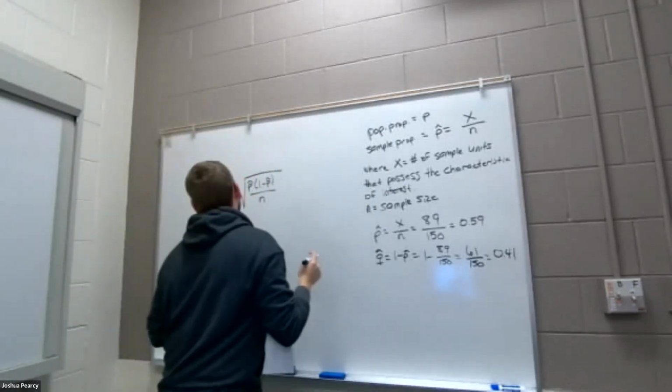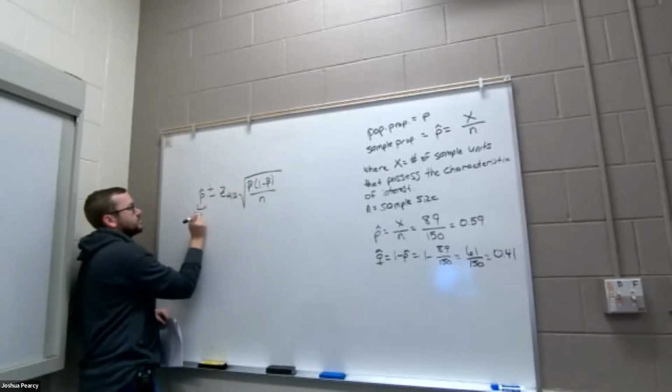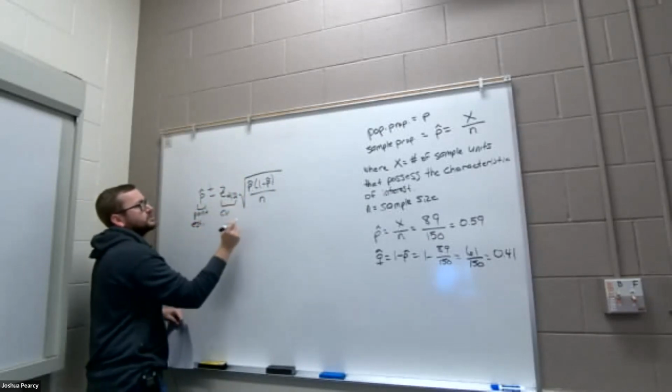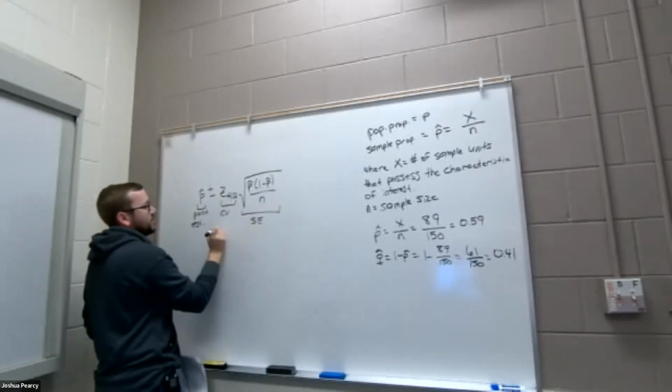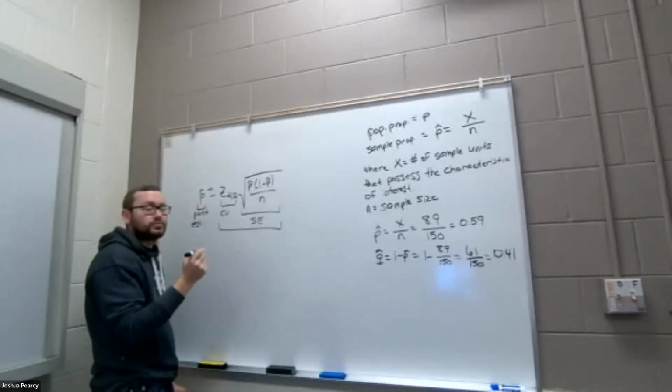And if you want to do what we did last section, this is the point estimate. This is the critical value. This is the standard error. And then when I multiply these two, what do you get? Yeah, margin of error.